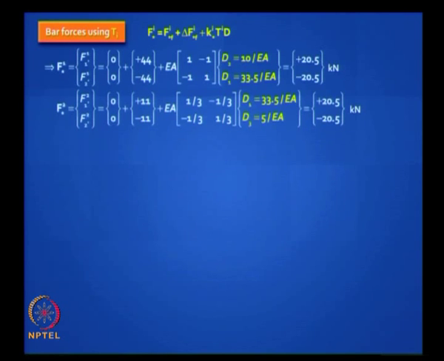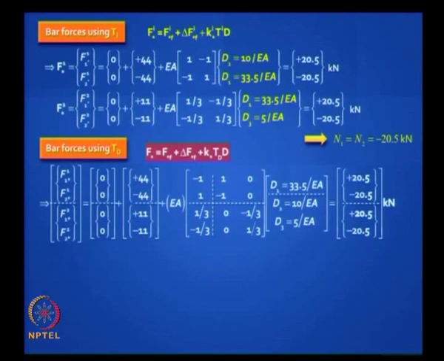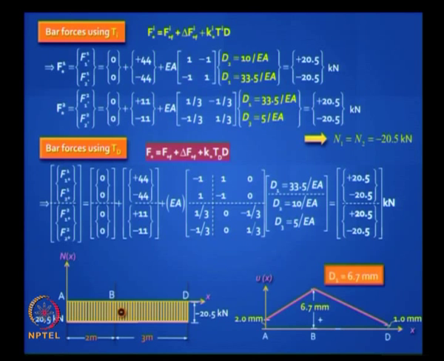Then you can find the bar forces either using the TI method or using the TD method, but you knew the answer anyway because you got the reactions, but might as well go through this exercise, you will get the same answers, okay. If you want, you can plot the variation of axial force, it is constant in both the elements, it is 20.5, and D1 has a displacement of 6.7 mm, D2 has 2 mm, D3 has 1 mm, it is a linear variation. Is this clear? This problem is straightforward.